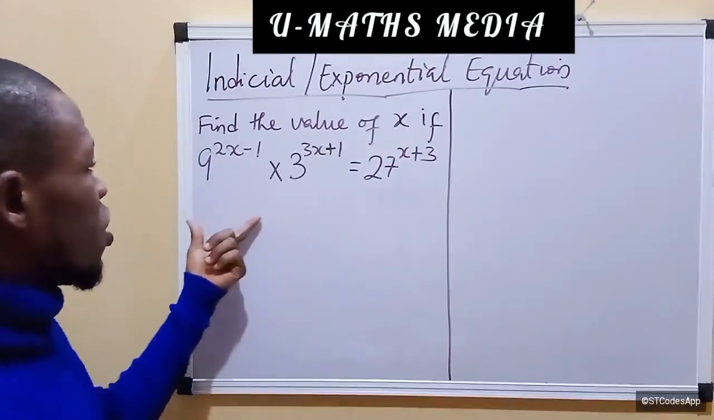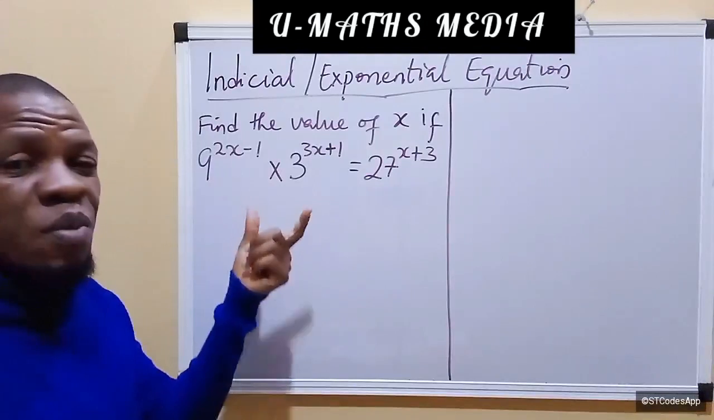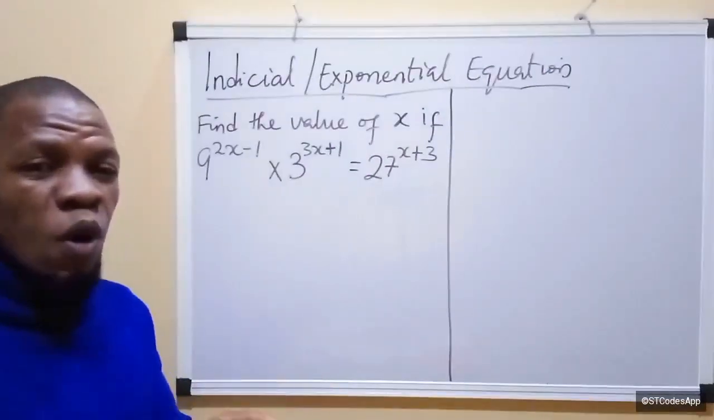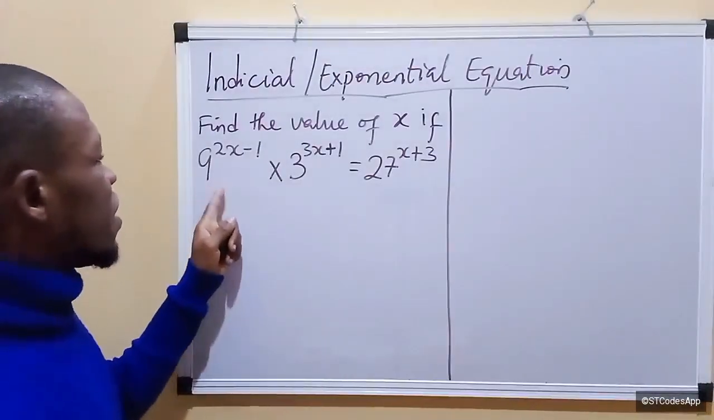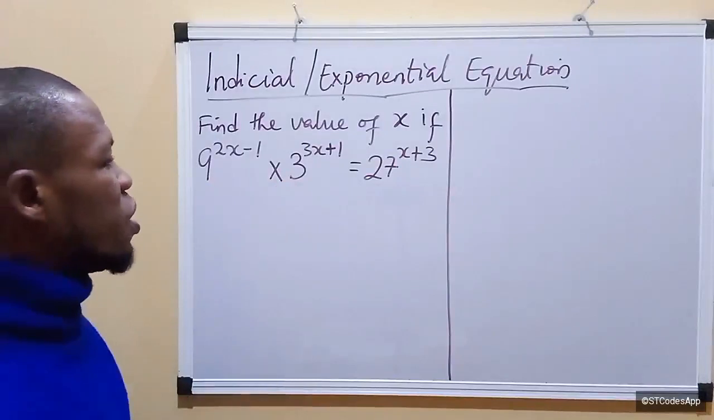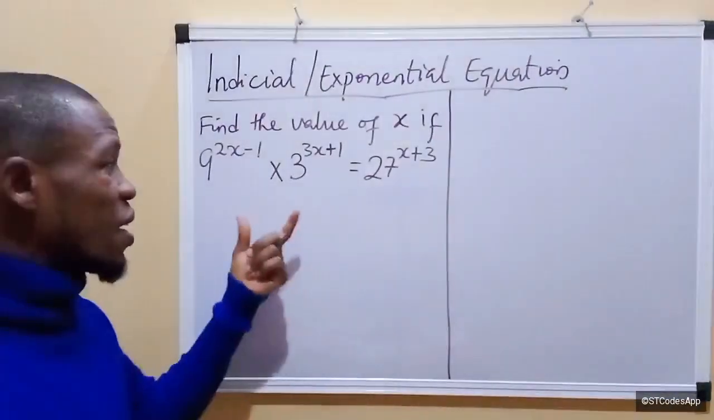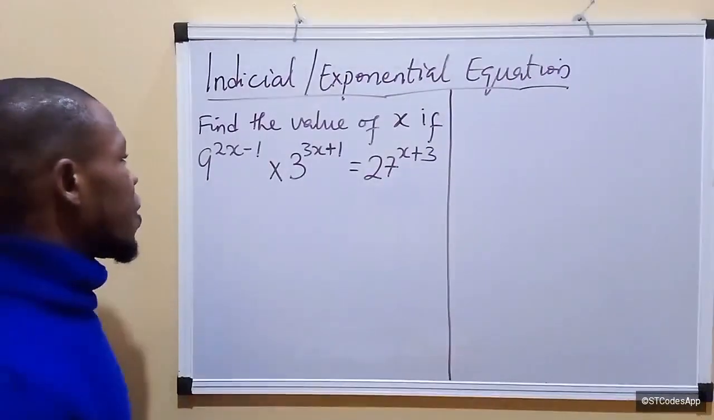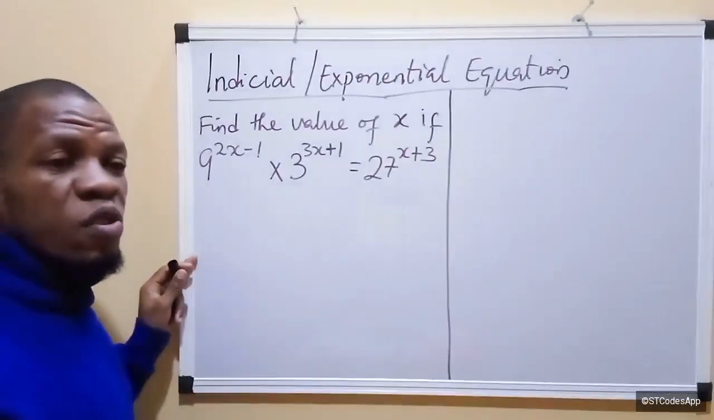Now, according to the laws of indices, we understand that powers can be added only if the bases are the same. That is in the application of the multiplication law. Looking at this, we have that 9 is a base and 3 is also a base. They are not the same, so what do we do? We find a way to make them the same so that we can add the powers, applying the law of multiplication.